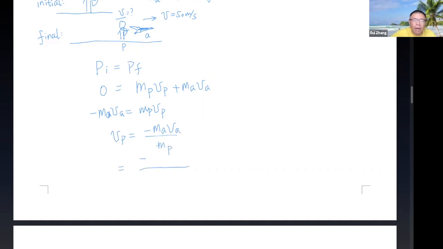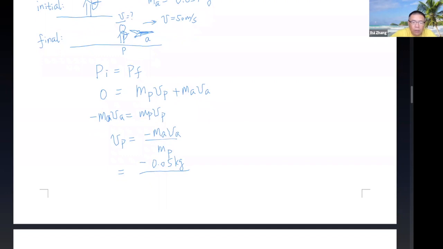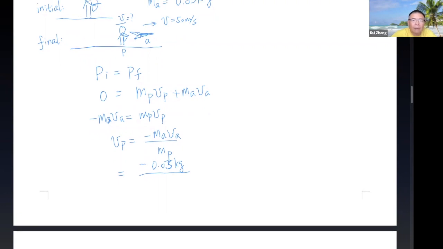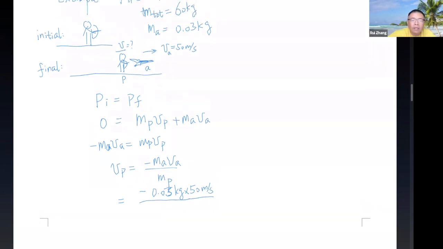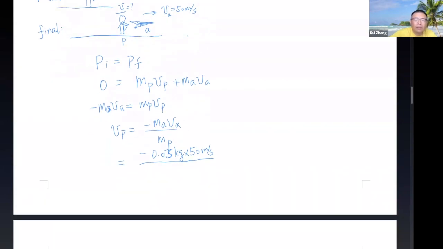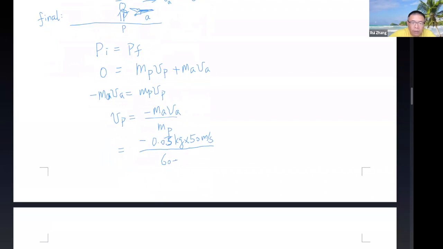So for MA, we have 0.05 kilogram. Oh, sorry, 0.03 kilogram. And then for VA, we have 50. This is VA, right? 50 meter per second. And then for MP, we know the total mass is 60, so subtract 0.03 from it. That's going to be the mass of the person. Now from there we can solve for the velocity of the person.